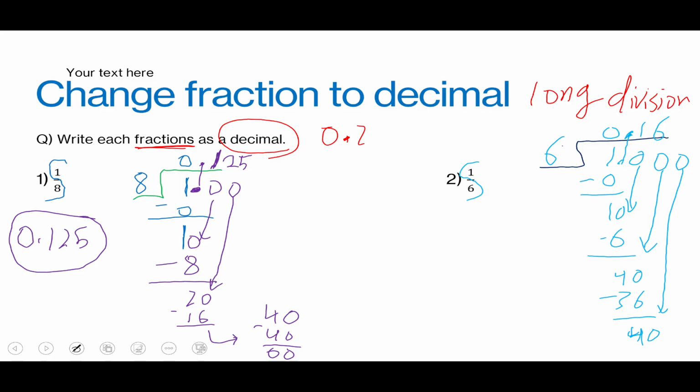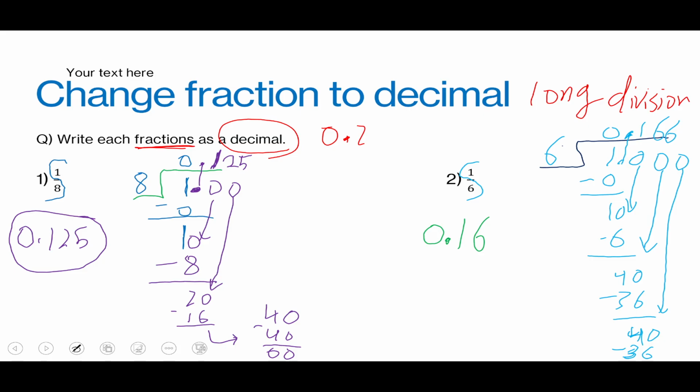So 6 times what number is very close to 40? Again it is 6. So I will write 6. 6 times 6 is 36. Again it's going to be 4. So what's the answer? The answer is going to be 0.1, 6 is repeating. Okay, this long division is repeated.